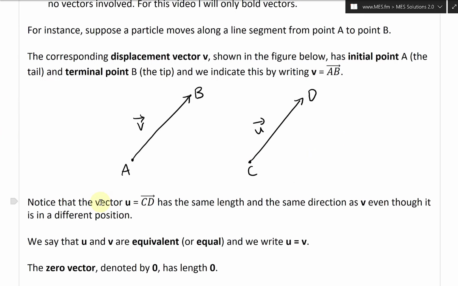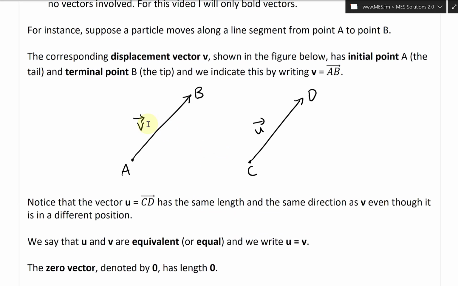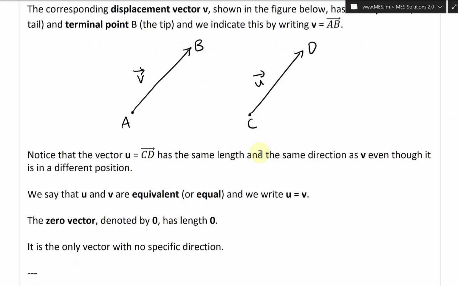And now notice that the vector u equals CD over there has the same length and the same direction as v. So same thing, it looks pretty much the same here, same length, same direction, just assume my drawing is accurate, even though it is in a different position. We say that u and v are equivalent or equal, and we write u equals v. So these are the same vectors, they're just moved over or shifted, but they're the same arrow, same magnitude or length, and the same direction.